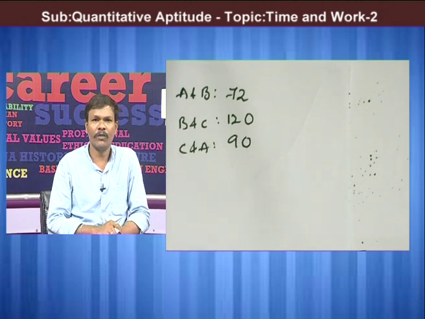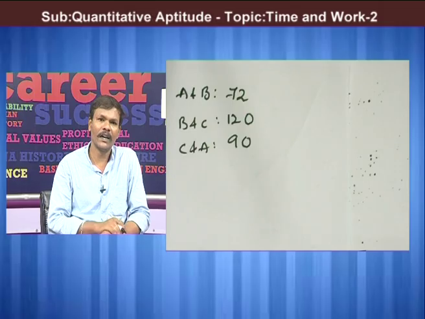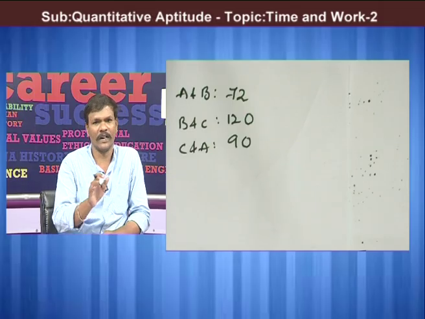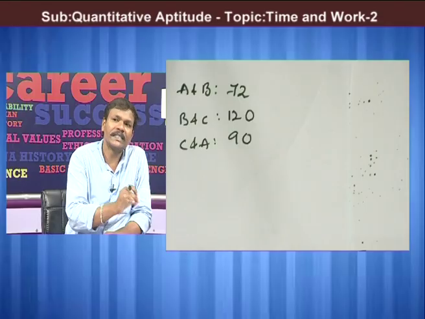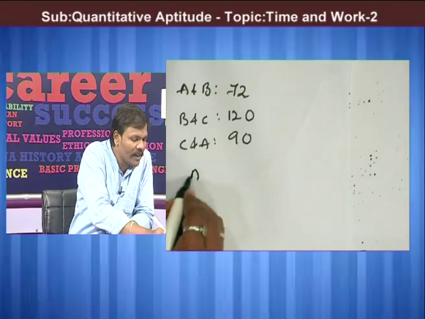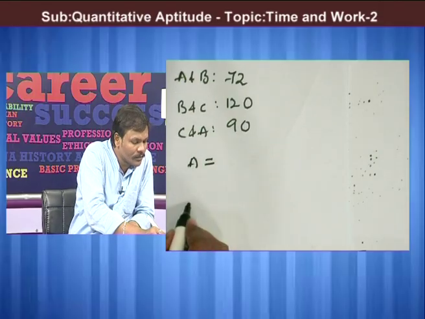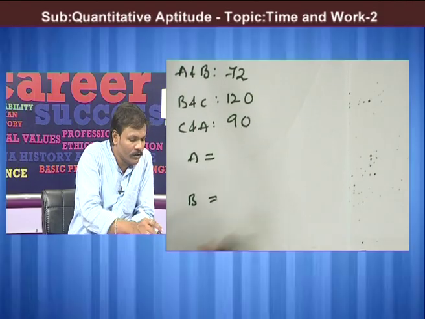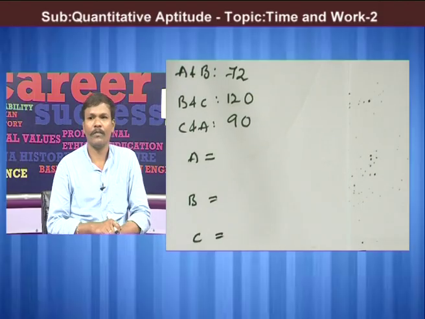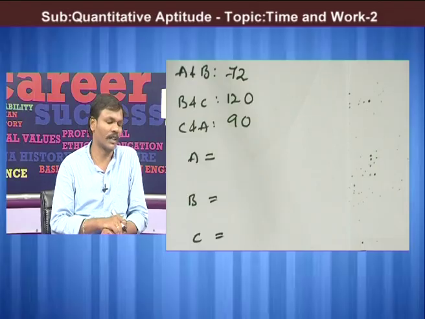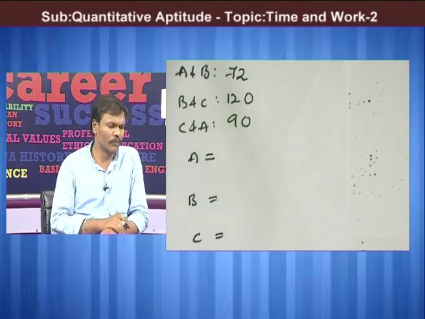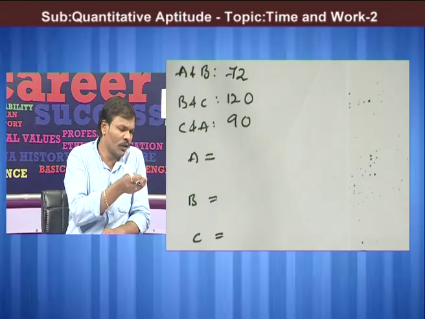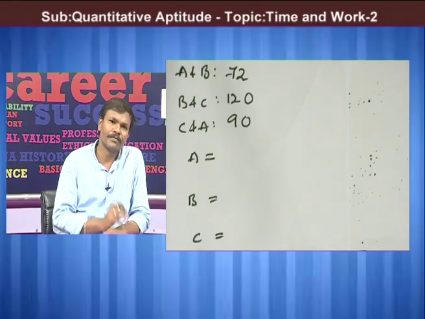Right, B and C in 120 days, A and C in 90 days. Okay, it is clear. A, B, C separately, how many days? A alone, B alone, C alone. Okay, clear. You have to observe 72, 120, 90. How many values? 3 values.